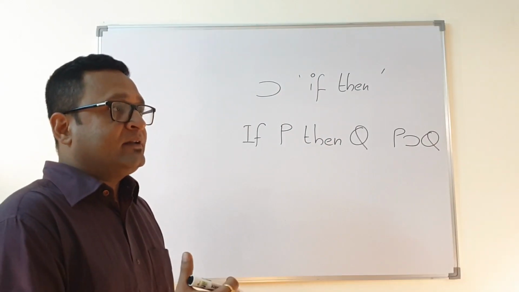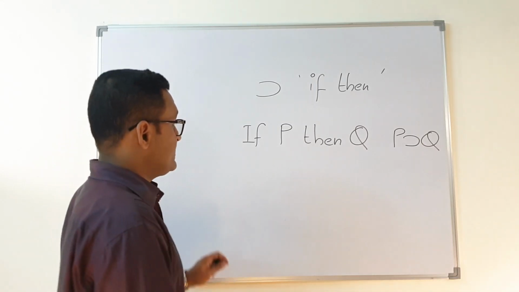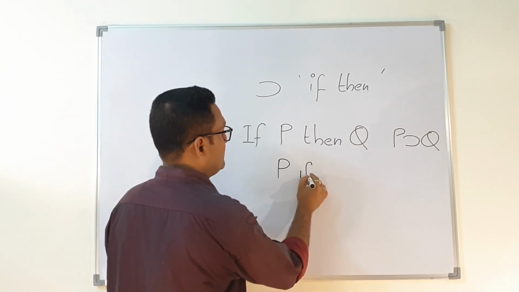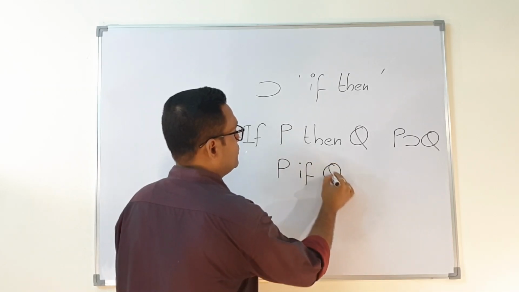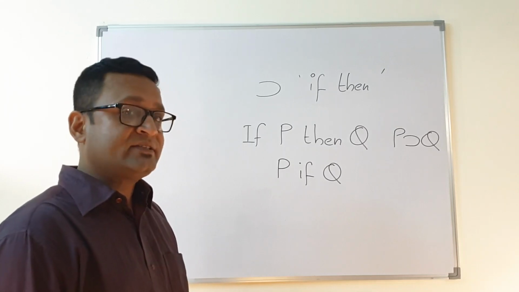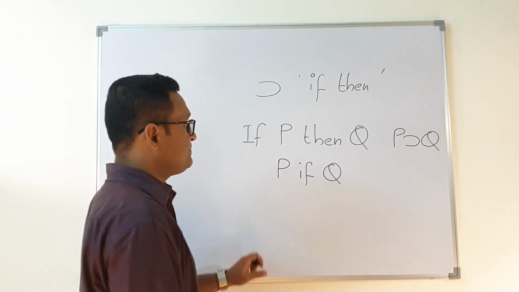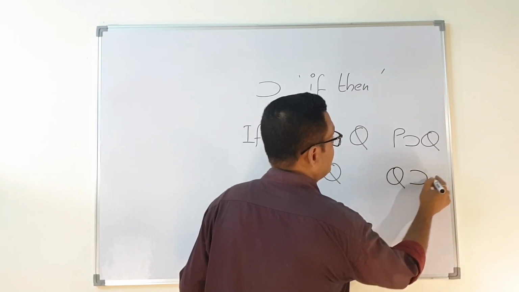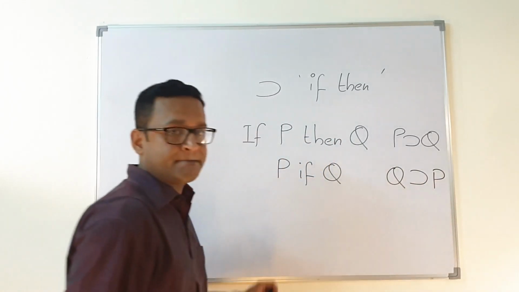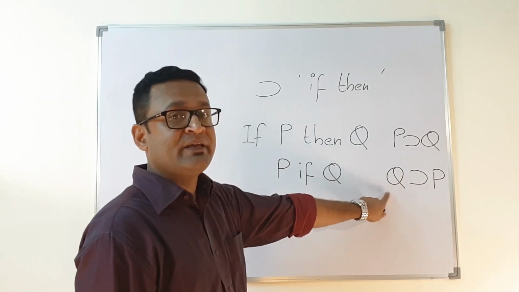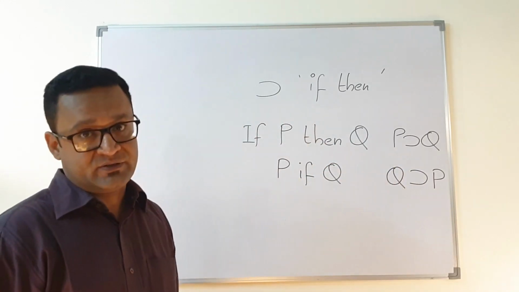It can be written in another way. Suppose a statement says, p if q. Now what will be its symbolization? The symbolization of this one will be q implies p, and p implies q and q implies p are not equivalent expressions.